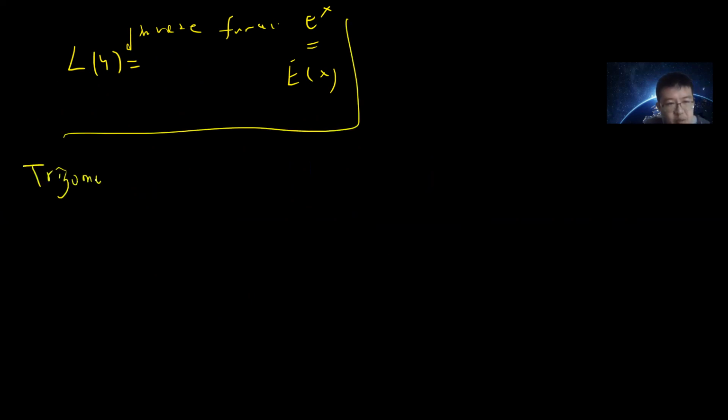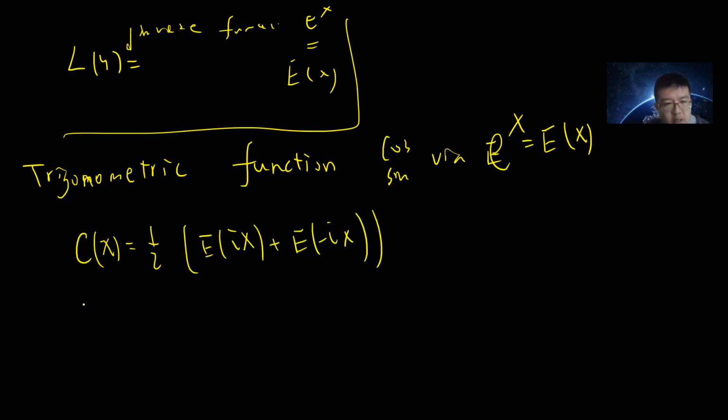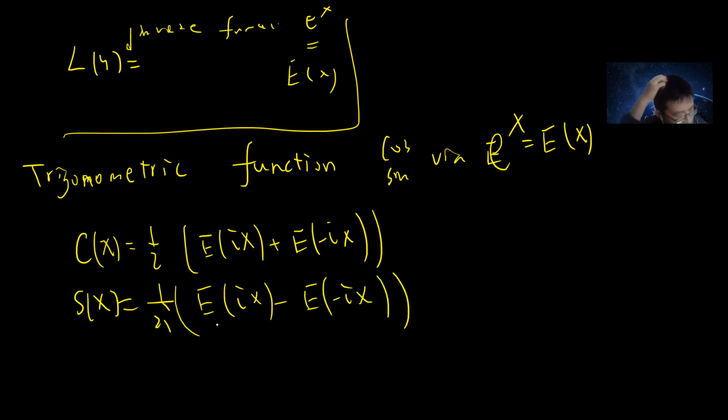Okay, so now let me go to the trigonometric functions. One can actually define cosine and sine via the exponential, using the power series of e of x. One definition is that cosine of x is defined to be half of e of ix plus e of negative ix, and the sine of x to be 1 over 2i times e of ix minus e of minus ix. And obviously e of ix will be cosine plus i sine.